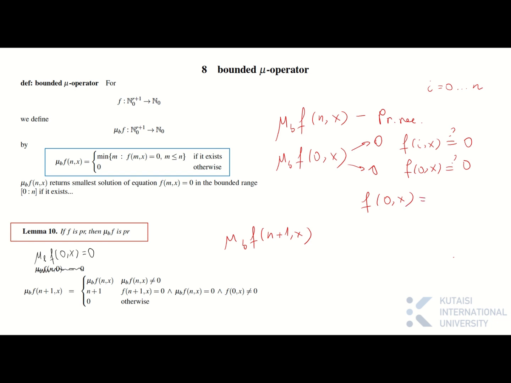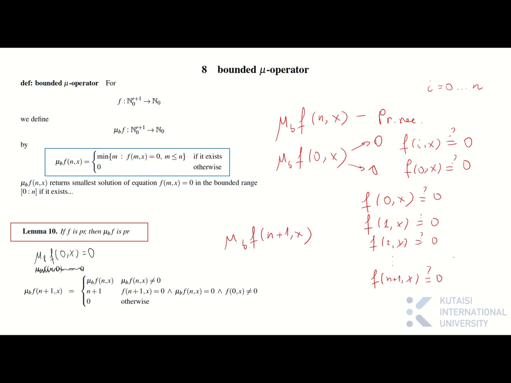So it checks, is this 0? Then it goes to f1x. If it's not 0, it goes to f2x, checks, and then all the way to f(n+1)x. Does this equal 0? If at some point it found 0, it stops and returns that. I cannot write it in a good way.